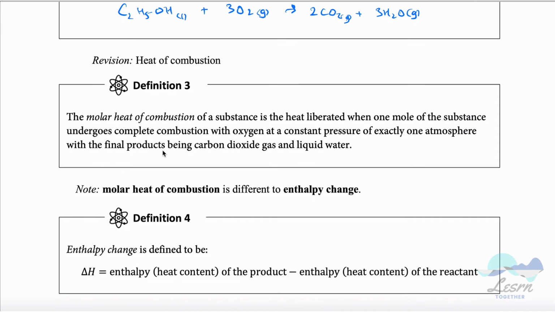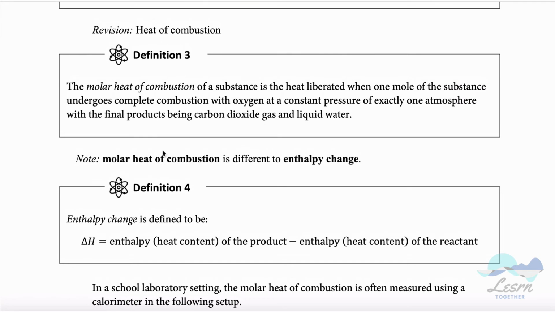Now, when we talk about heat of combustion, the molar heat of combustion of any substance is the amount of energy that you release when you burn 1 mole of that substance, or to be more technically correct, when 1 mole of that substance undergoes complete combustion with oxygen, okay? So if we're calculating the heat of combustion for ethanol, it's the amount of energy that 1 mole of ethanol will release if it undergoes complete combustion with oxygen.